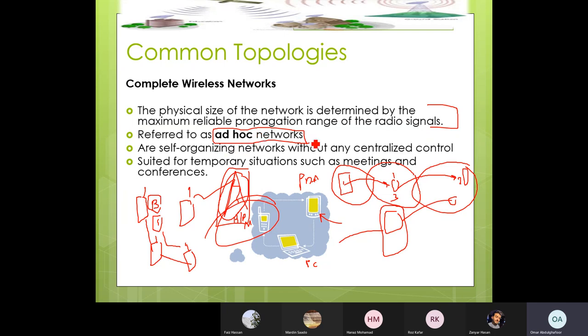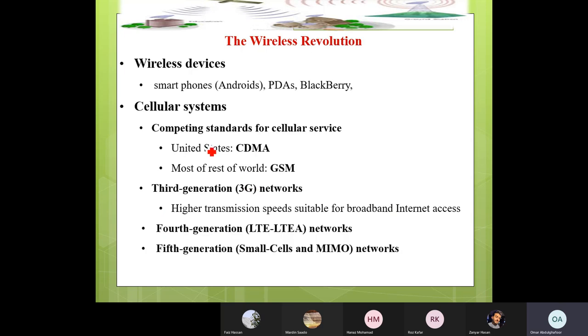This one actually is a Bluetooth example. You can communicate with each other even if you don't have access to this one. All right, so wireless devices, for example, we have smartphones.